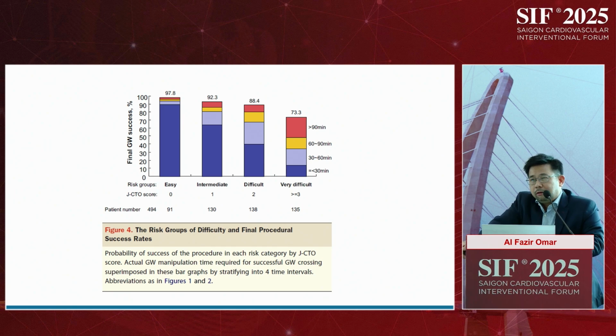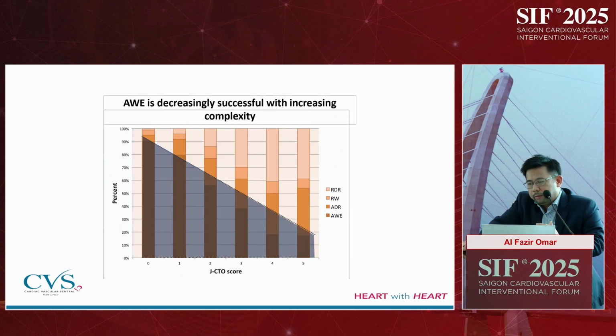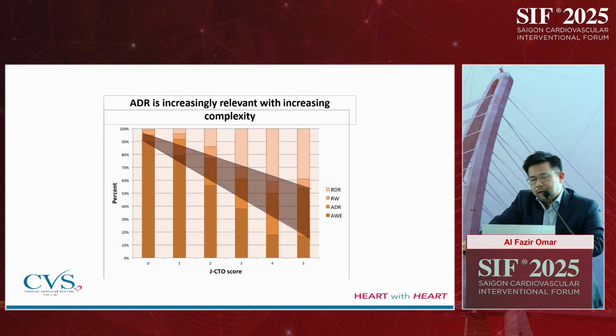So you can evaluate the patient, you can evaluate the lesion, and when you have the scoring, you kind of know how difficult it is going to be. So the time it's going to take to cross may be more than 90 minutes and all that. The higher the JCTO score that you have, the more advanced your CTO will be. That means you have less antegrade wire escalation, and you're going towards more alternate therapy like retrograde and ADR and so forth. So AWE, as your JCTO score gets higher, your AWE success comes down, and you need to learn other techniques to improve your success.